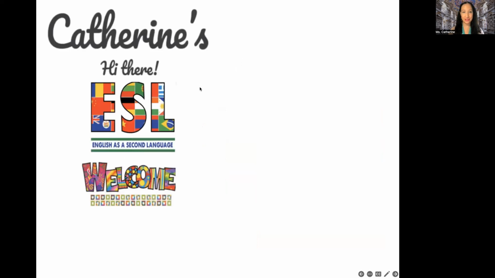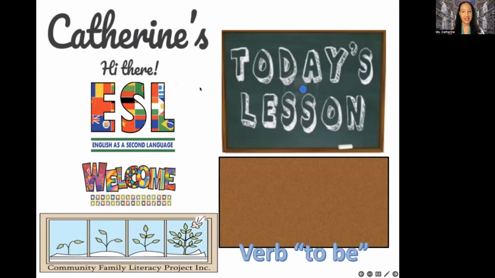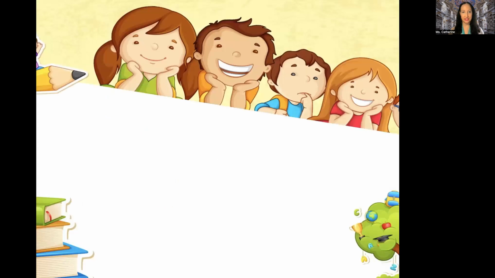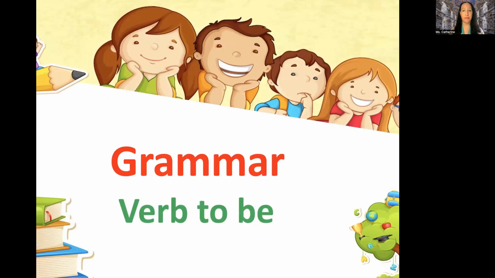So who's ready to learn? What is today's lesson? Today's lesson is the verb to be, to make the conjugation of the verb to be, how to make a question and an answer. Okay, so this is the grammar verb to be. Remember, to be.